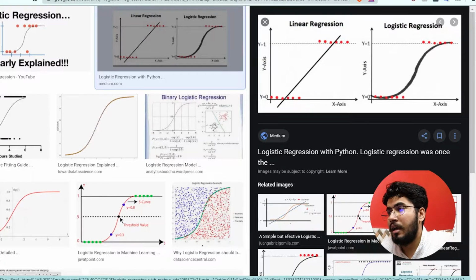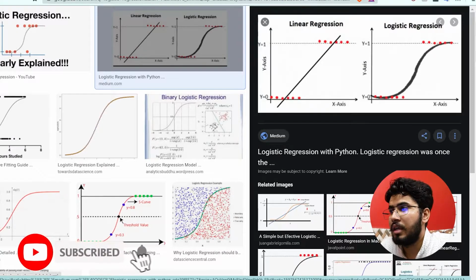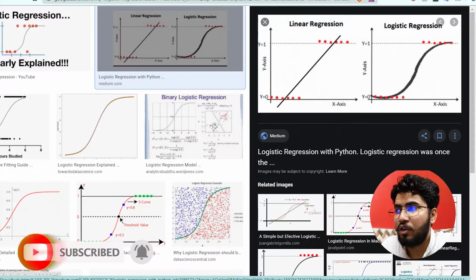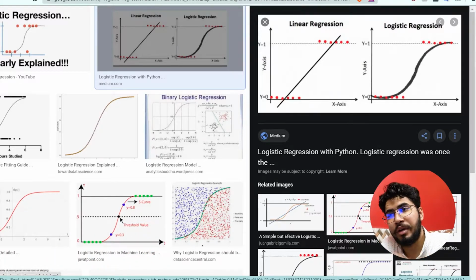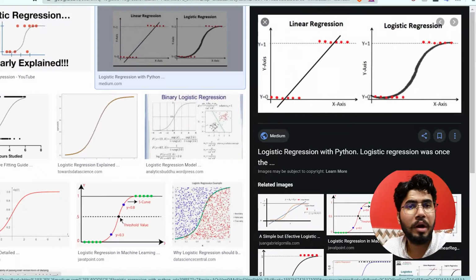But in logistic regression, or in classification, there is a limitation on the number of outputs that you can get. Specifically, with logistic regression, you can get two outputs, either 0 or 1. Let's suppose we are detecting diabetes. Either you have diabetes or you don't have diabetes. So it is kind of like this.